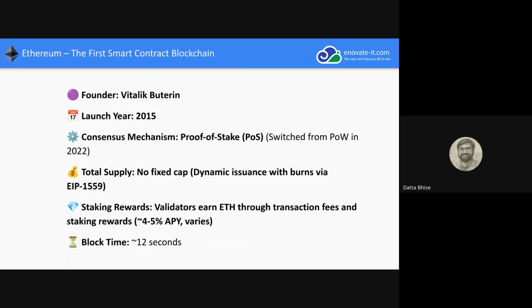In Ethereum, we can see the first smart contract blockchain. It started in 2015. Like I mentioned, it was using proof of work, but now they are using proof of stake. Ethereum doesn't have a fixed cap. They are creating coins and coins. So how will they manage that supply? There is a burning concept. Whatever fees they are getting on the network, they are burning that coin.